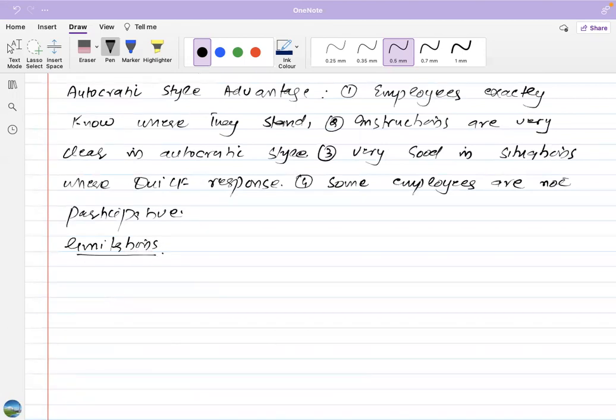Coming to the disadvantages and limitations, first of all, this is a very demotivating style of leadership. As a result of that, you may expect high labor turnover because employees who are participative in nature may leave the business early.